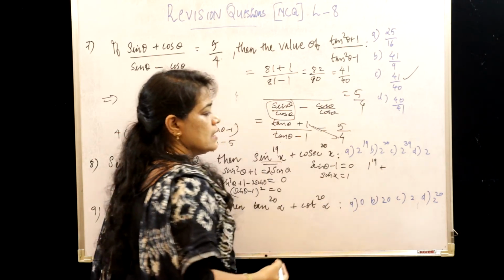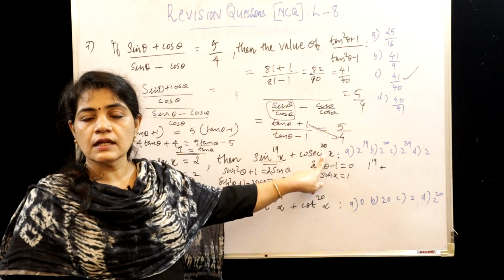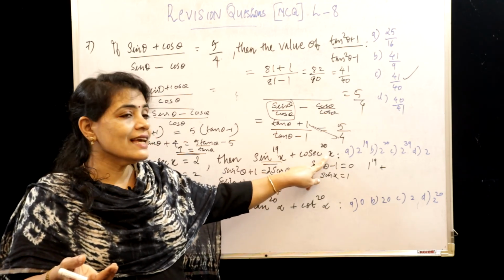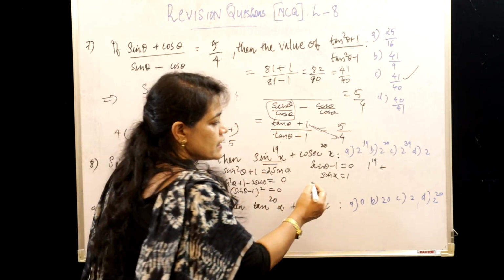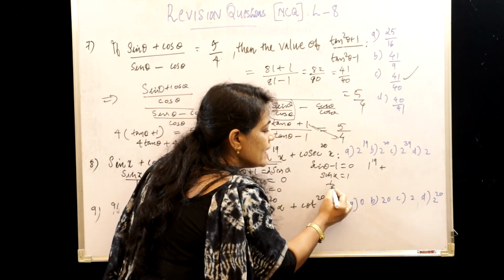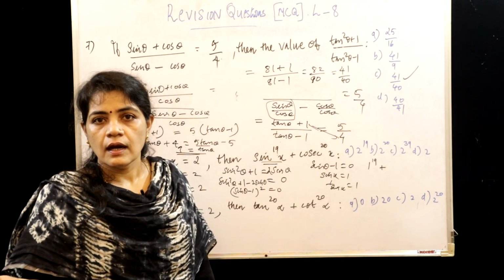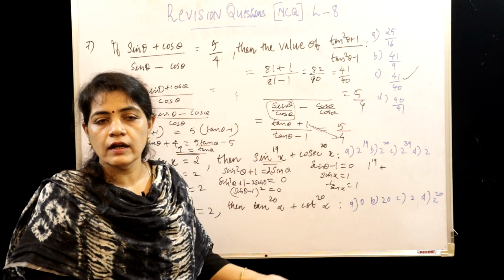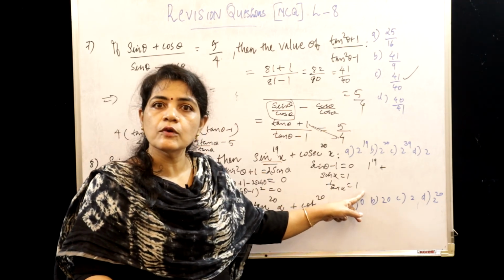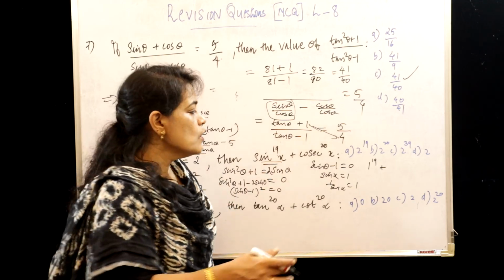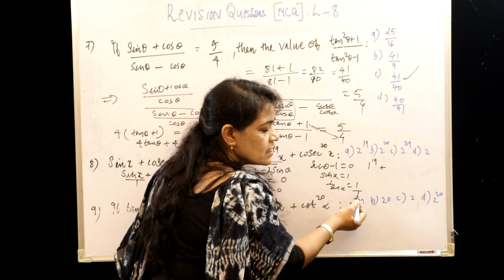Plus, what is cosec x? That is 1 by sin x. If sin x is equal to 1, then 1 by sin x is cosec x, so cosec x is also equal to 1. Understood? 1 by 1, the reciprocal of 1, is the same number itself. So cosec x is equal to 1.